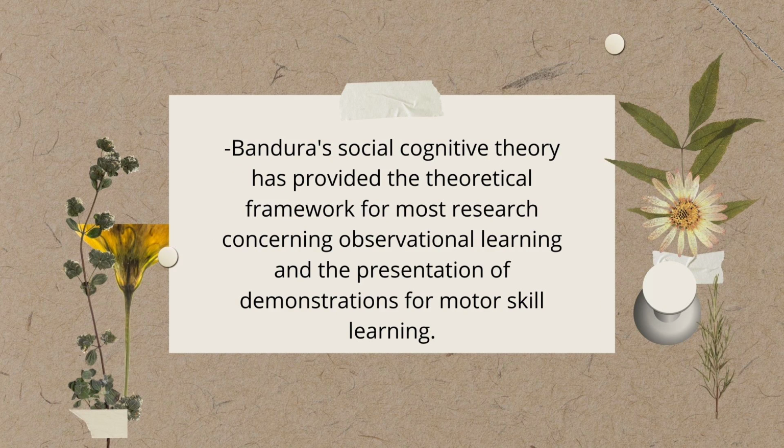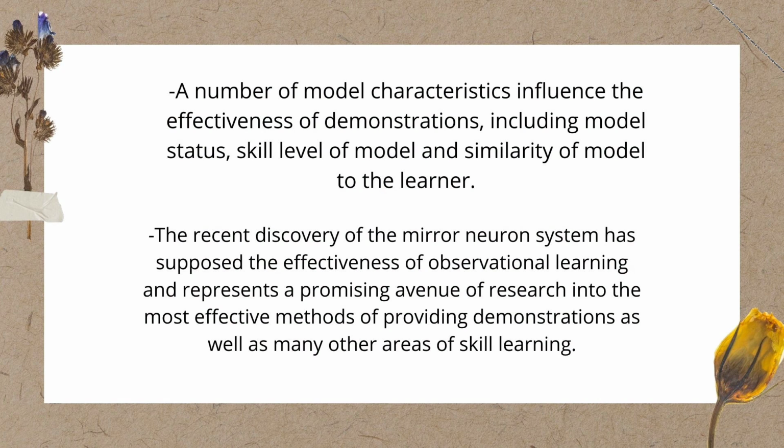Bandura's social cognitive theory has provided the theoretical framework for most research concerning observational learning and the presentation of demonstrations for motor skill learning. A number of model characteristics influence the effectiveness of demonstrations, including model status, skill level of model, and similarity of model to the learner. The recent discovery of the mirror neuron system has supported the effectiveness of observational learning and represents a promising avenue of research into the most effective methods of providing demonstrations as well as many other areas of skill learning.